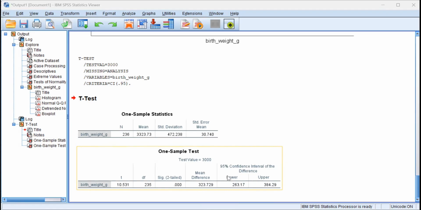You understand? Because we have compared it to a known mean, which is 3 kg. And we have seen that it's significant, as you can see here. P is less than 0.05 because we are using the 5% alpha, right? We're at 95% confidence. So any value that is less than 0.05 is considered statistically significant.